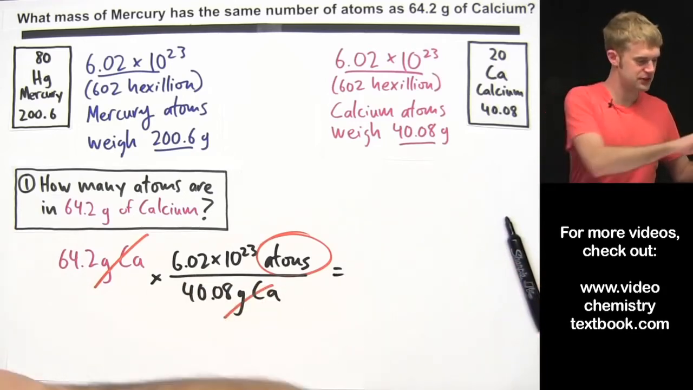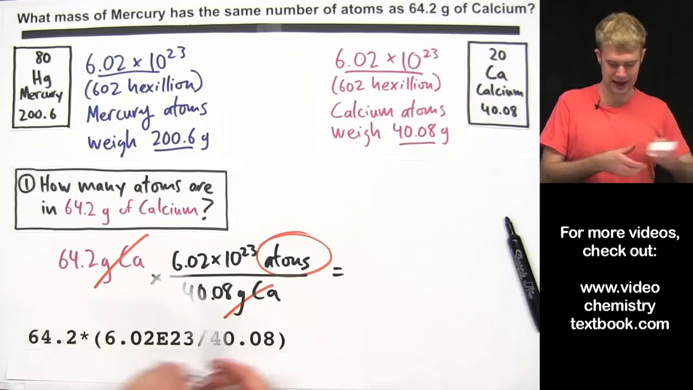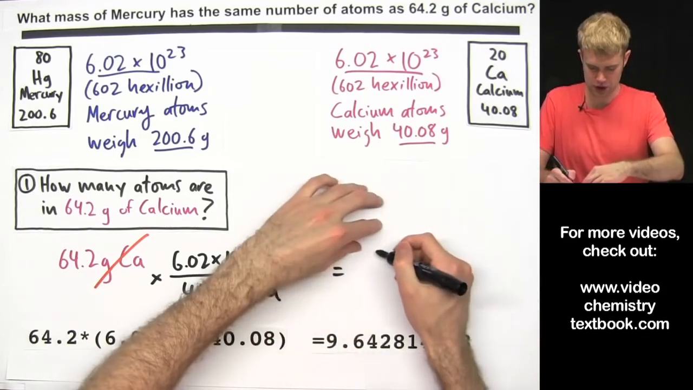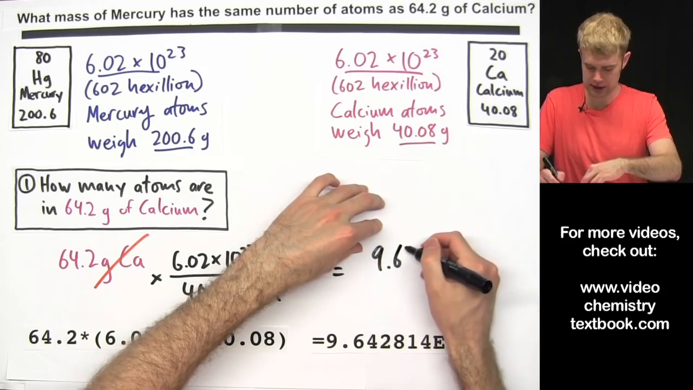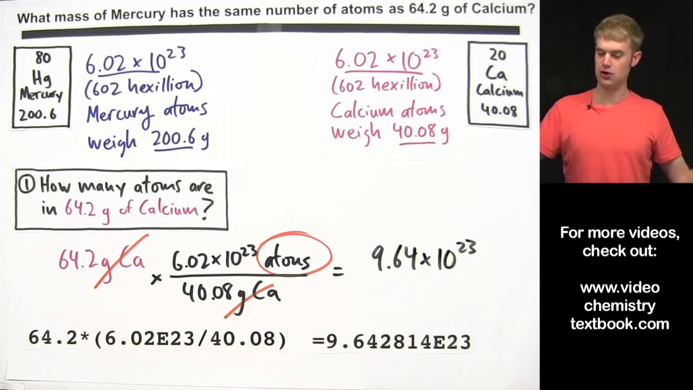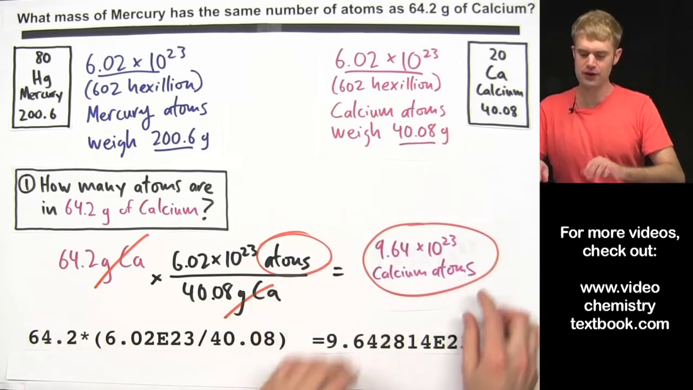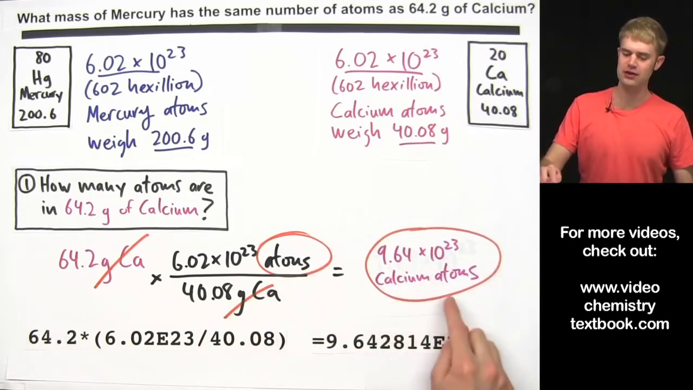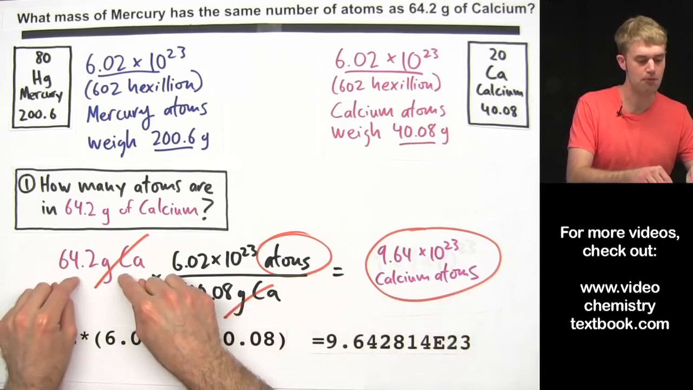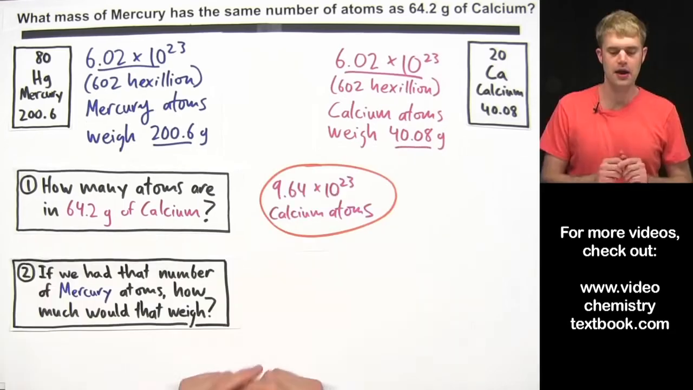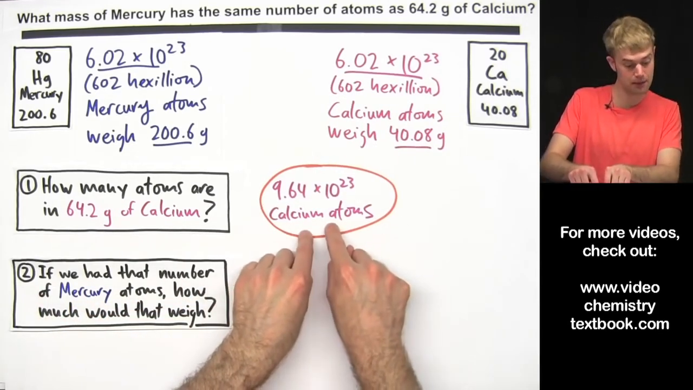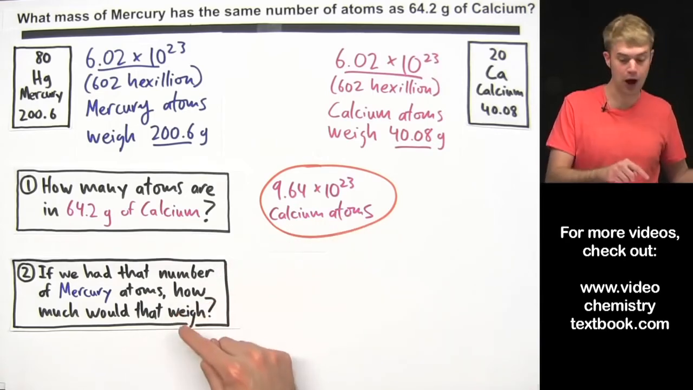I can put this into the calculator. I get this out as my answer, and I'm going to round it to 3 significant figures. So I'm going to get 9.64 times 10 to the 23rd. Okay? 9.64 times 10 to the 23rd calcium atoms. This is how many calcium atoms are in this much calcium. Now the next thing that I want to do here is ask, if we had that number, if we had this number of mercury atoms, how much would that weigh?